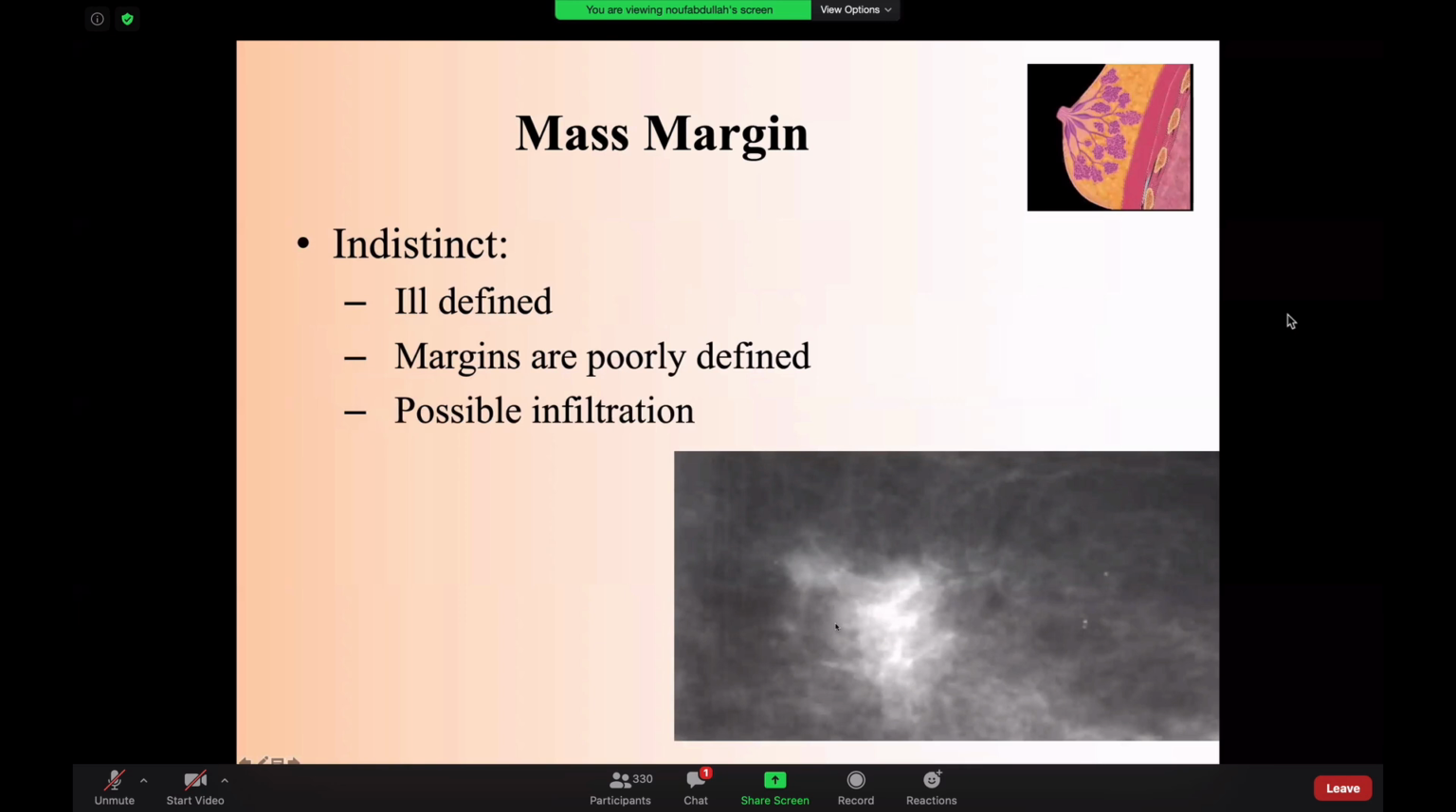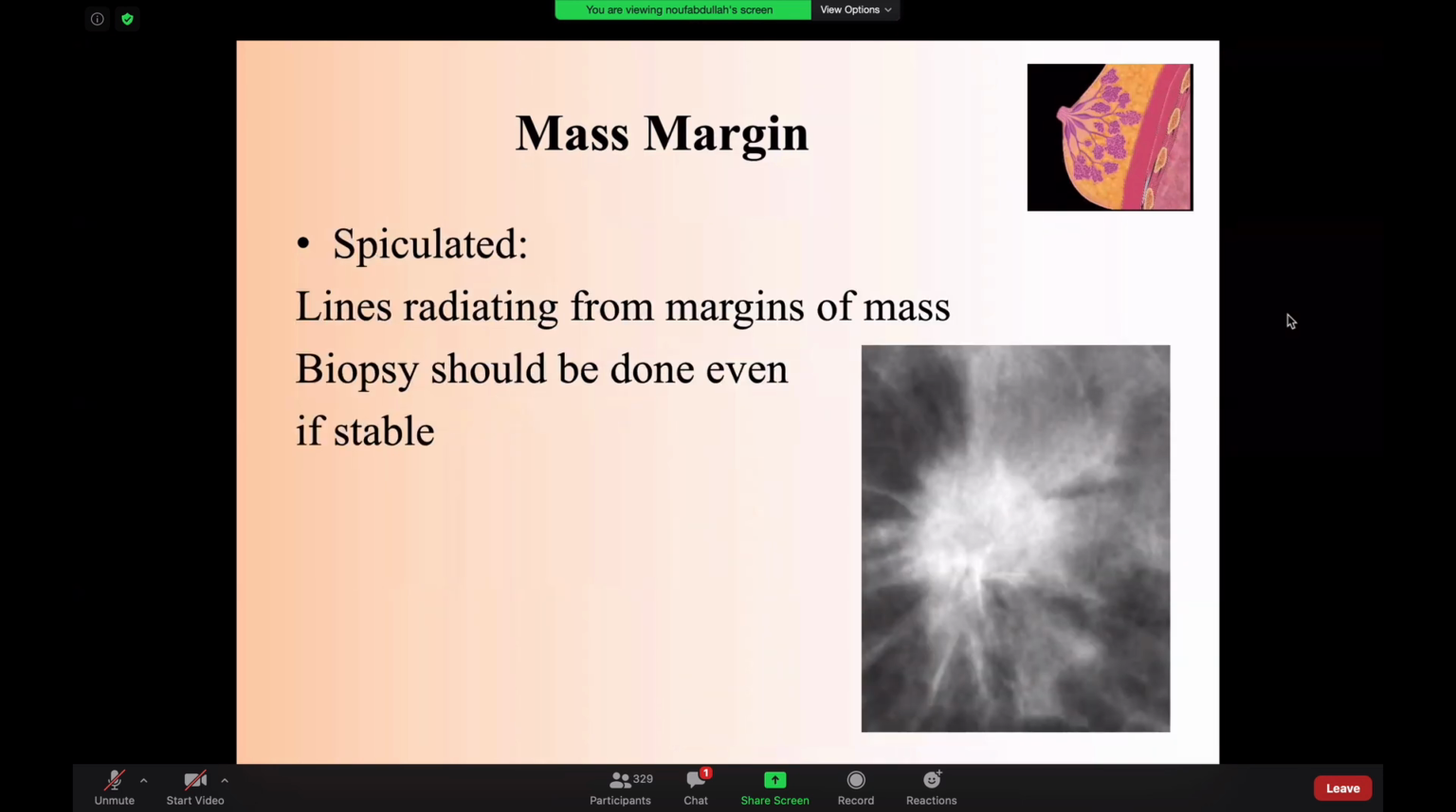Indistinct, similar to this, so you think that the mass is probably infiltrating into the adjacent tissue, and this usually indicates that the lesion is relatively suspicious. And again, whenever I see something like that, you will need to do either a compression view or look at the tomosynthesis very carefully.